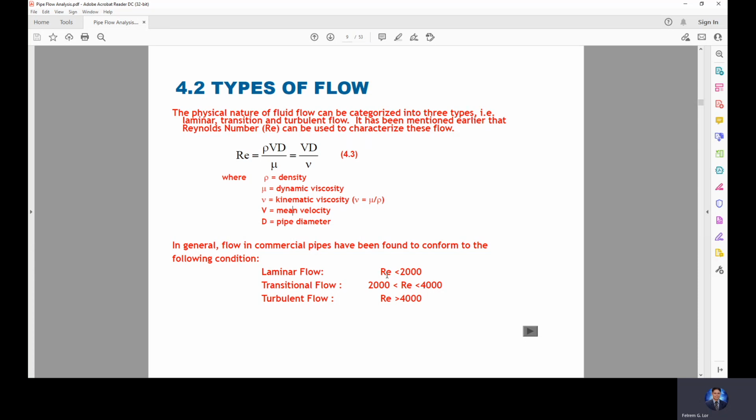So if the Reynolds number in a pipe flow is less than 2,000, we consider it as a laminar flow. If it is more than 2,000 but roughly not more than 4,000, it is in the middle. It's a transition between laminar and turbulent. So if it is above 4,000, this is now what we call the turbulent flow.